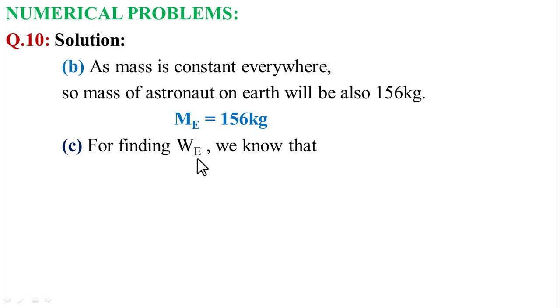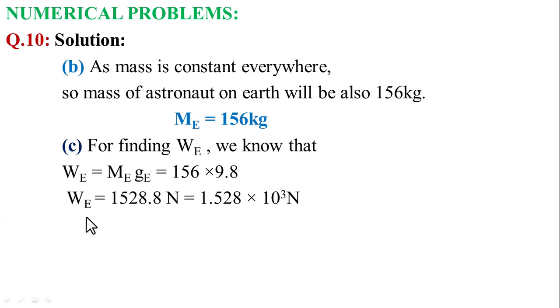So for finding weight, we know that weight on earth We is equal to mass on earth multiplied by gravitational acceleration ge. Now putting the values, weight on earth is equal to 156 multiplied by 9.8. Then the weight We on earth is equal to 1528.8 Newton, that is approximately equal to 1.528 multiplied by 10 raised to power 3 Newton. So the weight on earth is 1.528 multiplied by 10 raised to power 3 Newton.